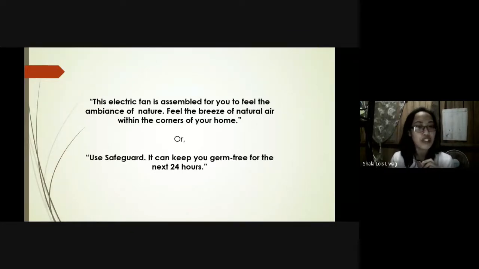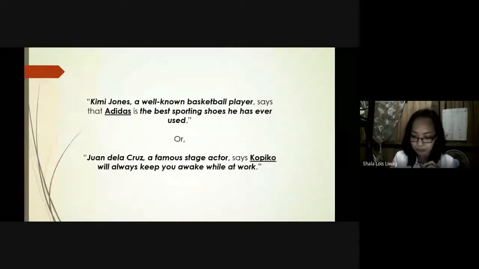Next, testimonial. You are convinced to use a product because it is endorsed or confirmed by a well-known personality. This propaganda device utilizes famous or influential people to testify about the beauty of a certain product to win the interest of customers. An example of this is Kimmy Jones, a well-known basketball player, says that Adidas is the best sporting shoes he has ever used. Or Juan de la Cruz, a famous stage actor, says Copico will always keep you awake while at work.